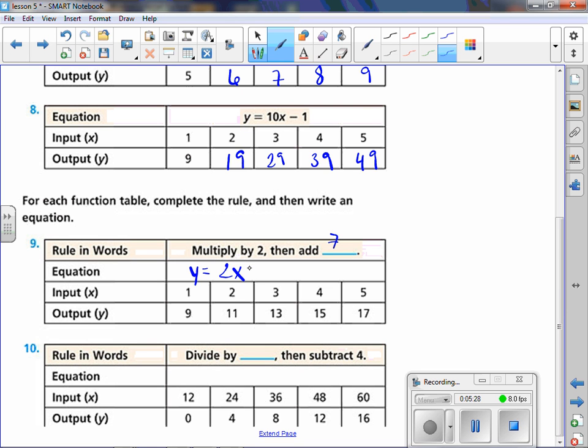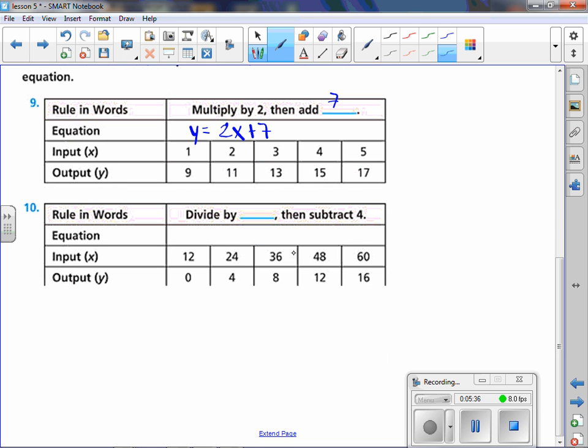Okay, so in order to get, y equals 2x plus 7. So we're just writing an algebraic expression to say what our answer is. Okay, let's take a look at this next one.